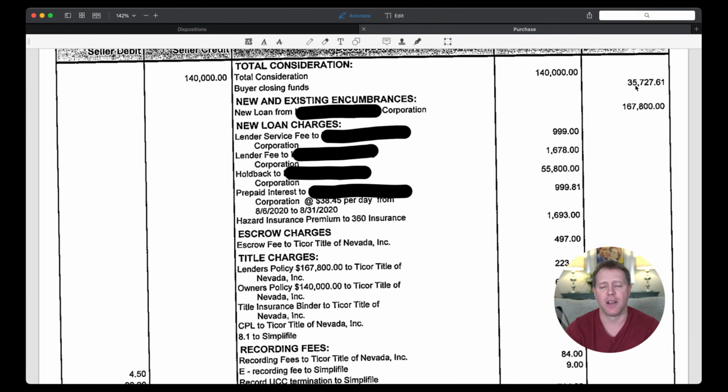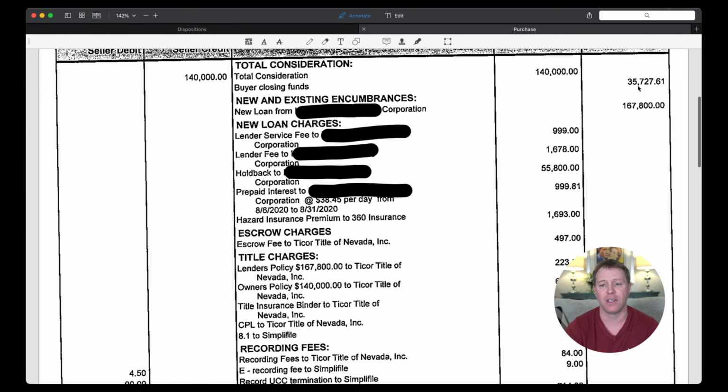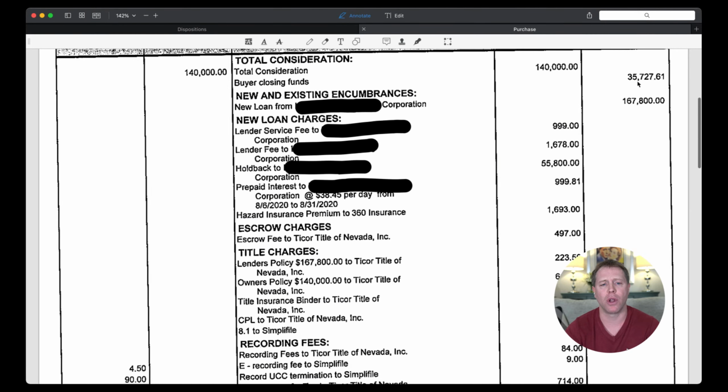And that's another good thing to throw in here: every HUD or HUD-1 settlement statement, think about it as a receipt for the transaction. Everyone's going to be slightly different, meaning where are you going to find stuff? I usually see it at the bottom. This happens to be at the top. And so the total buyer closing funds is $35,727.61.